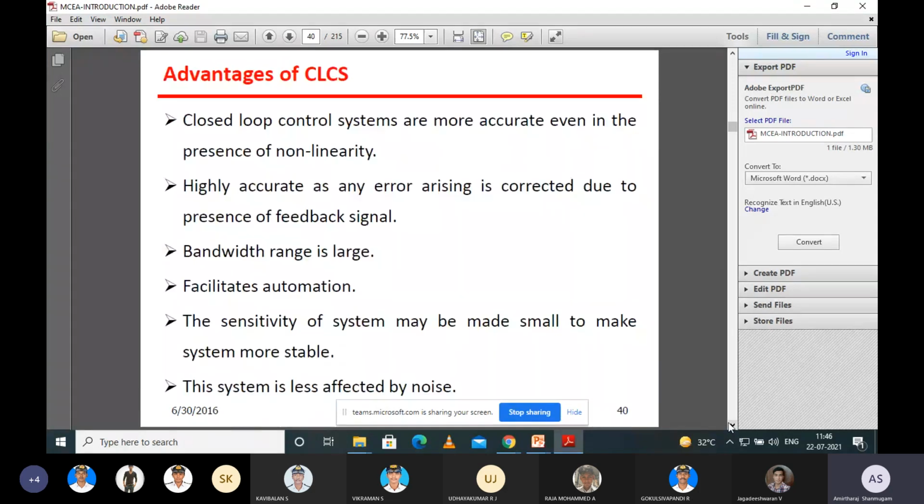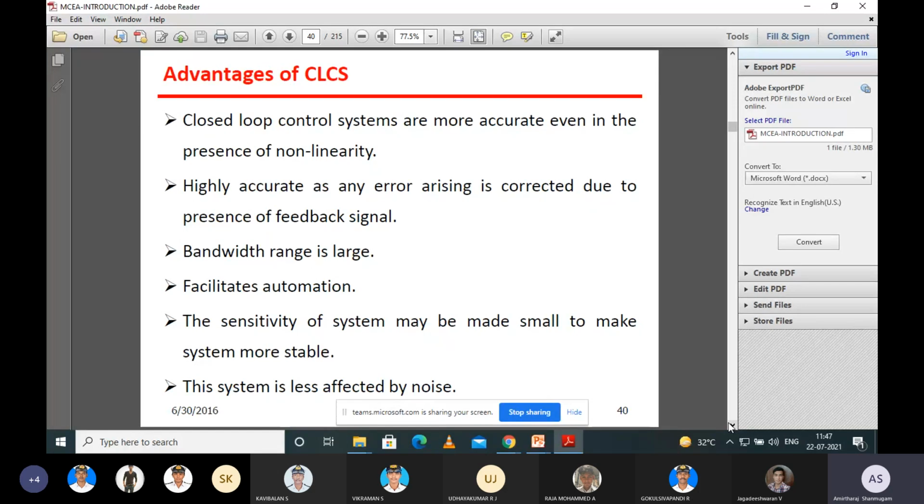Here we should summarize the advantages. What are the advantages? Closed loop control systems are more accurate, even in the presence of non-linearity. We will verify what is non-linear and what is linear in the next class. They are highly accurate, as any error that arises is corrected due to the presence of the feedback signal. If there is any deviation in the output, it is automatically adjusted with the help of feedback measurement.